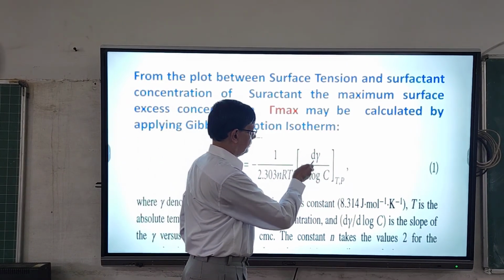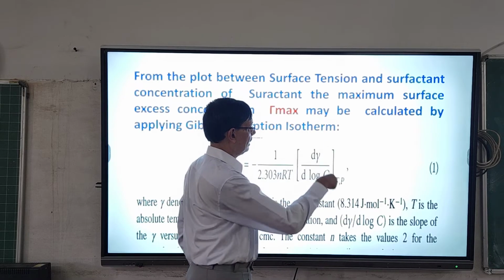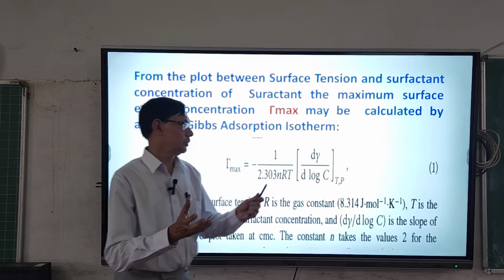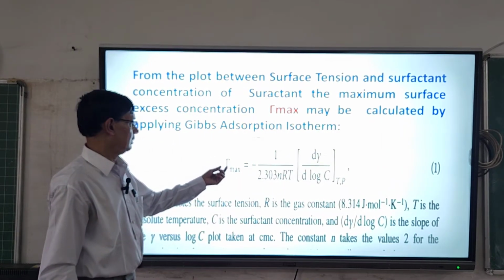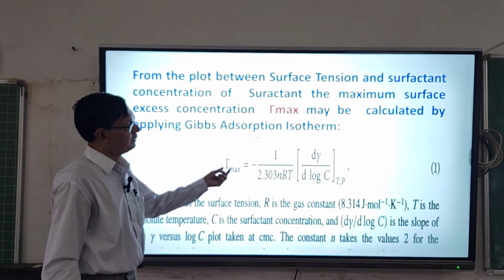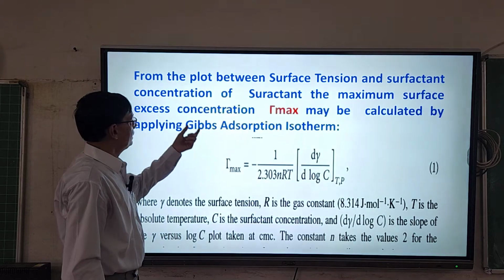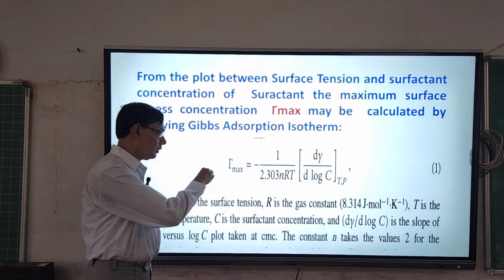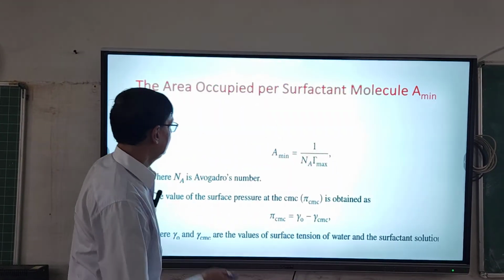Change in surface tension with respect to concentration. So we plot a graph between surface tension and concentration. From that slope value we can determine these things. This is one of the very important properties of the surfactant, the surface excess concentration. And if you determine the surface excess concentration, then you can also determine the minimum surface area.